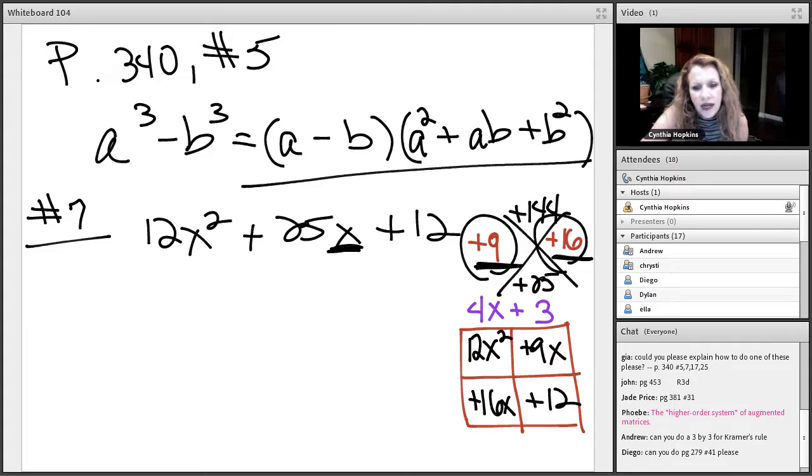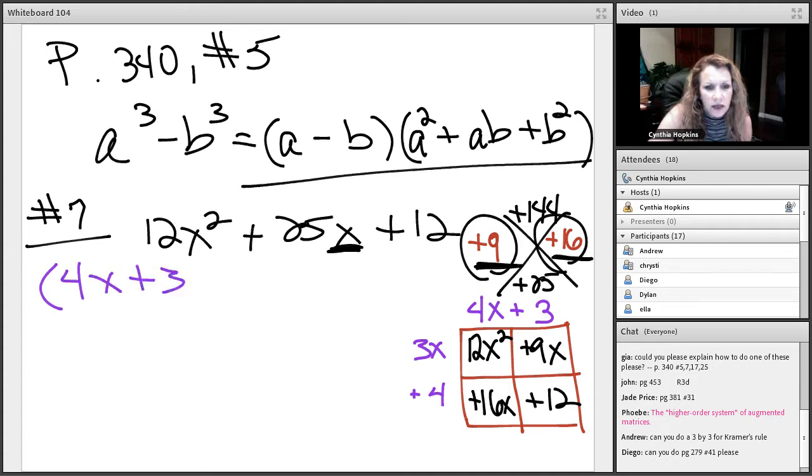Now look at the top row. I go from right to left, looking for what's in common. There's a 3 and an x in common. And then the bottom row, go right to left and look for what's in common. There's a 4 in common, and since that 16x is positive, this is a plus 4. And so I believe that this is 4x plus 3 times the quantity 3x plus 4.